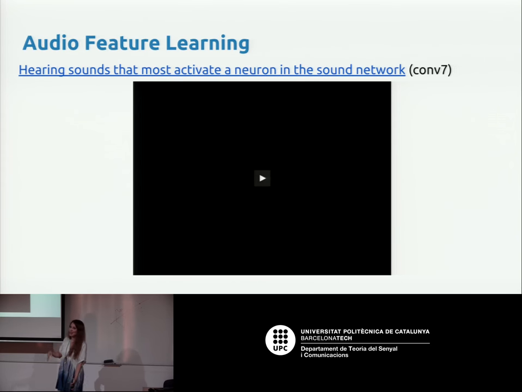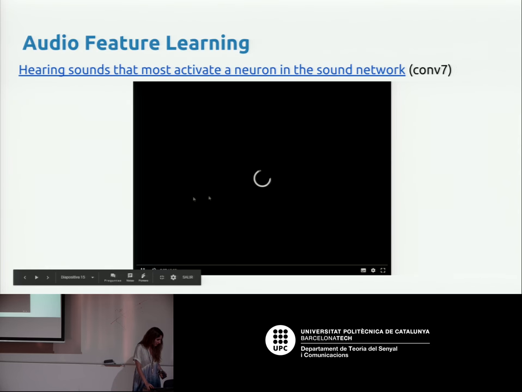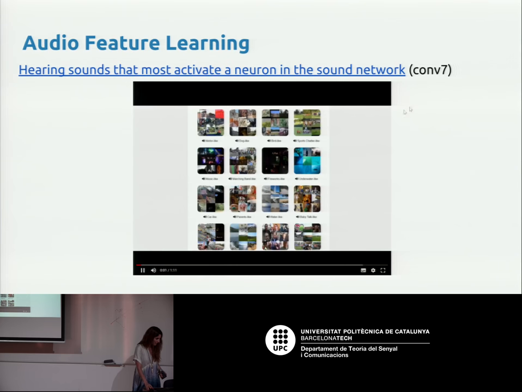You can again visualize. In this case, you cannot really visualize because it's audio, but you can listen to what the neuron, so when a neuron fires in this model, so you can listen to what kind of sounds the neuron likes to see the most. And for instance, these are some examples in the convolutional layer 7.